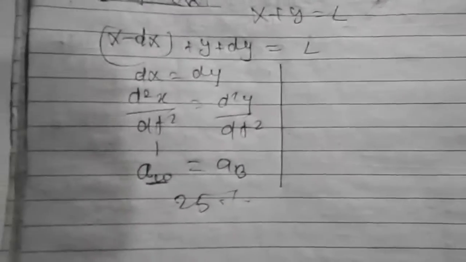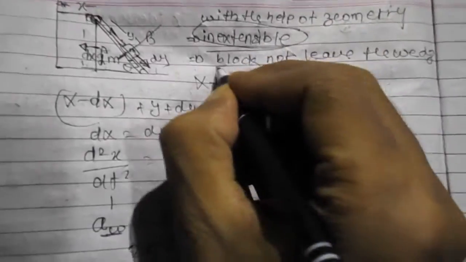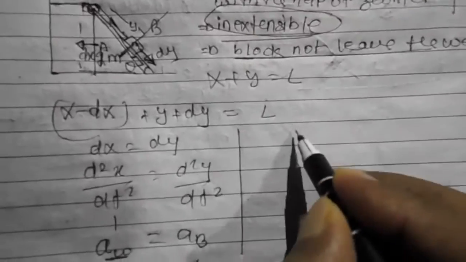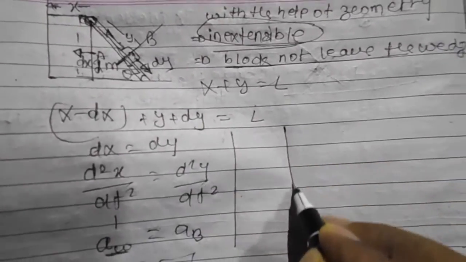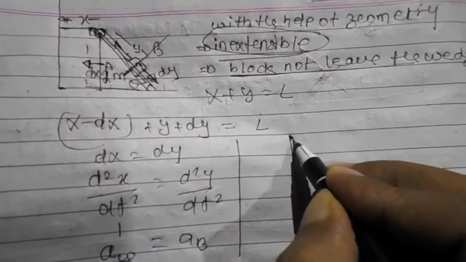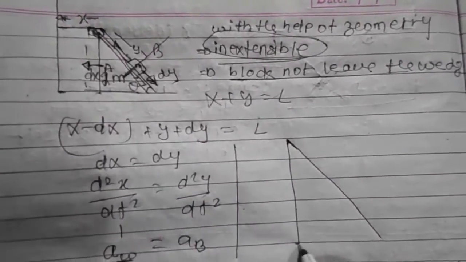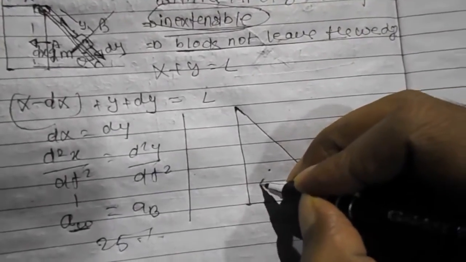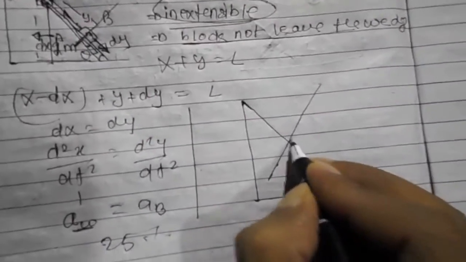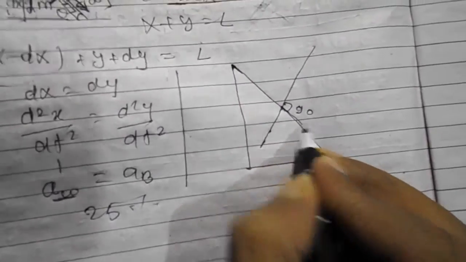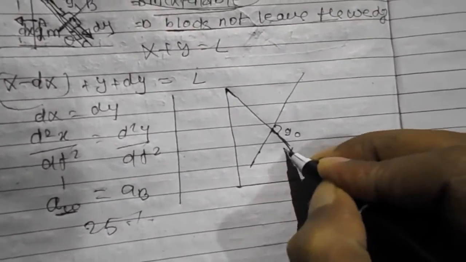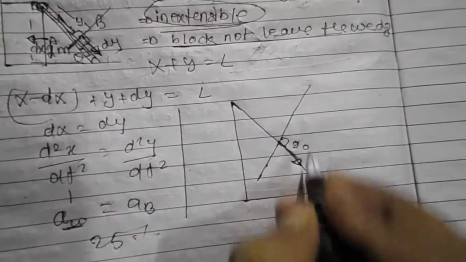Now we have to think about this. Let's suppose here this angle is 90 degrees, and this is x.